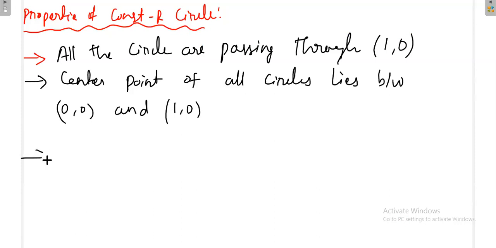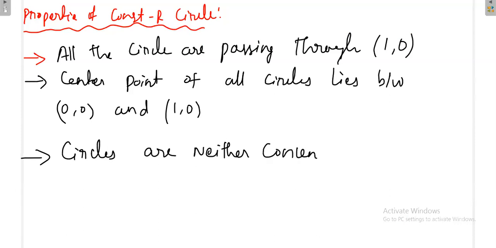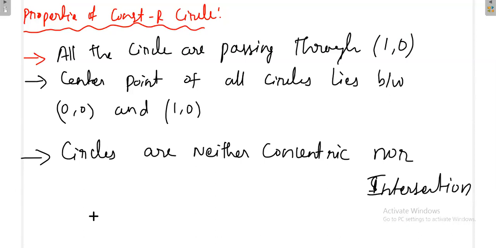Again, circles are neither concentric nor intersecting. Neither concentric nor intersecting. So these are all three properties of the constant R circle.